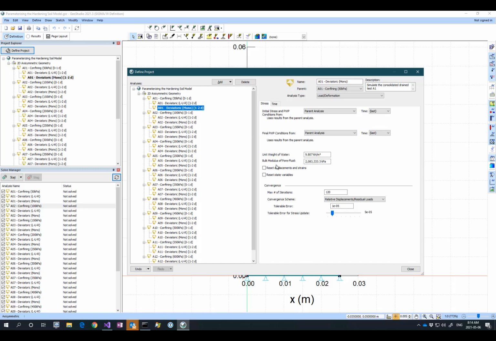I should also note while I'm here that there are these two options to reset displacements and strains and reset state variables. These are not on automatically when a load deformation analysis is added to another load deformation analysis.